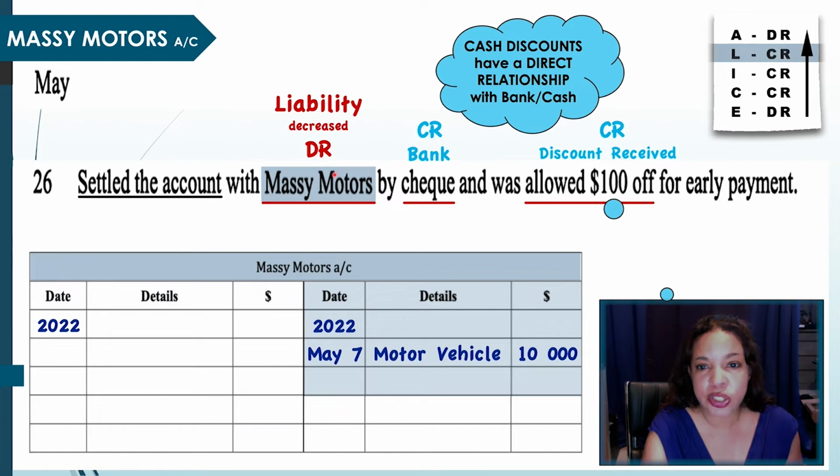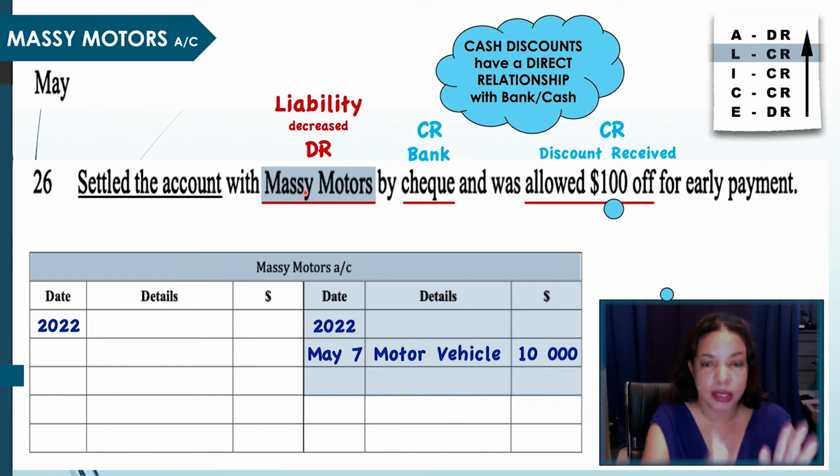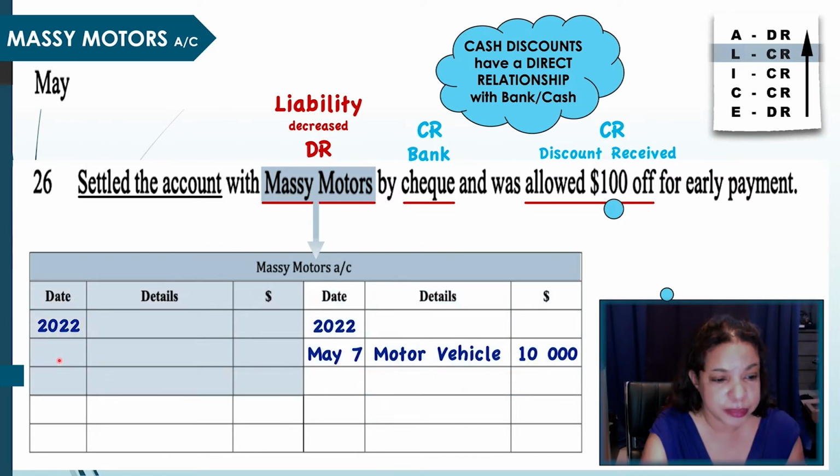So now we're going to go into the account, and once again, only focusing on the Massy Motors. That's the only account that we were told to do. And which side? Debit in our little note. So we go down to the debit side, and you have your date, which is really easy to put, right? Just put it, 26th of May. You should have had your year already.